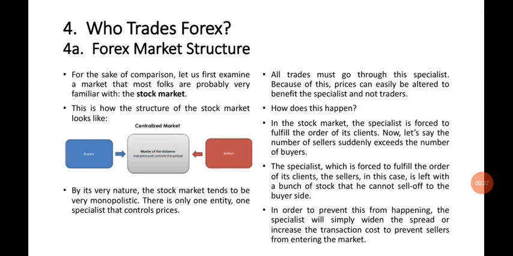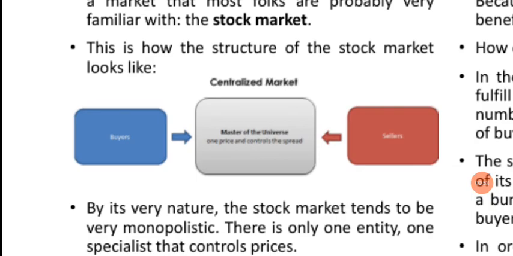So, Forex market structure. For the sake of comparison, let us first examine a market that most folks are probably very familiar with, the stock market. This is how the structure of the stock market looks like. So we have the buyers, we have the centralized market, that is the master of the universe, one price, and it controls the spread. Then we have sellers.